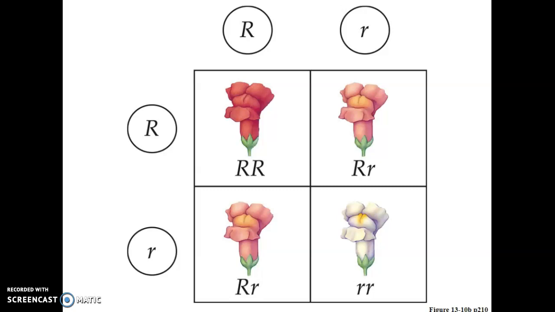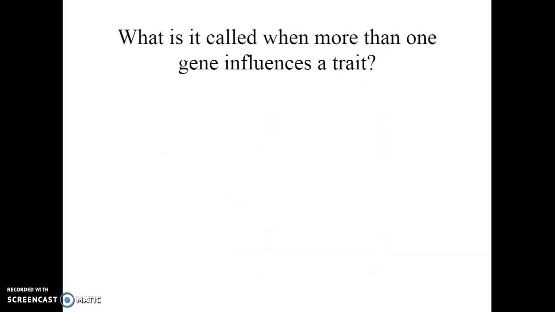Our next session of notes is going to start off with this question. What is it called when more than one gene influences a trait? And that would be an example found if you discuss eye color.